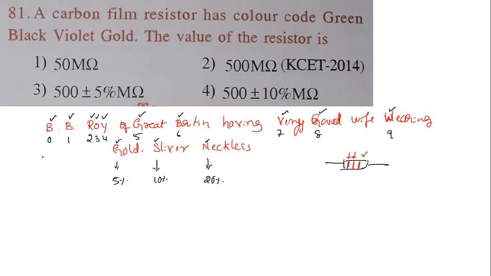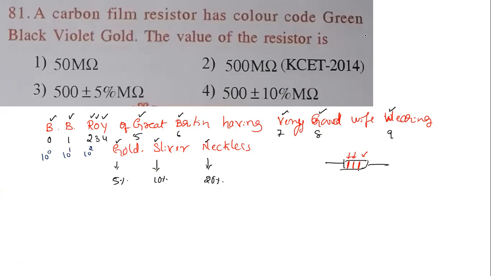What are the multipliers? Multiplier is multiplied by 10 power 0, 10 power 1, 10 power 2, like that. The first 2 colors are digits, the third one is the multiplier, and the fourth one is tolerance. Like that. So I'm going to show you now by writing one example.